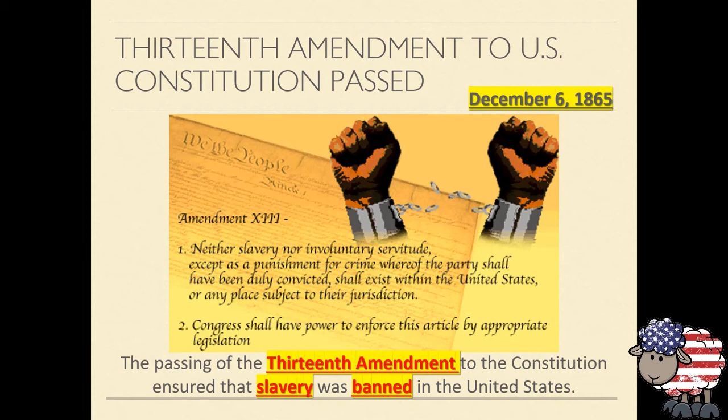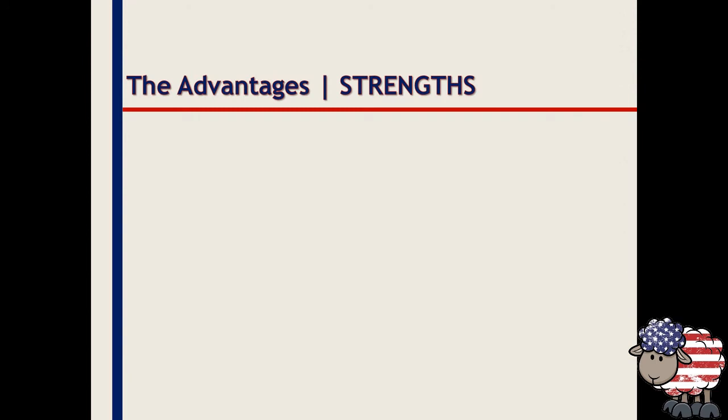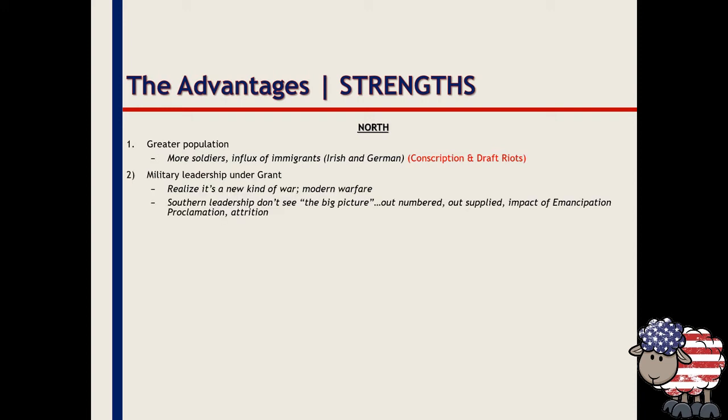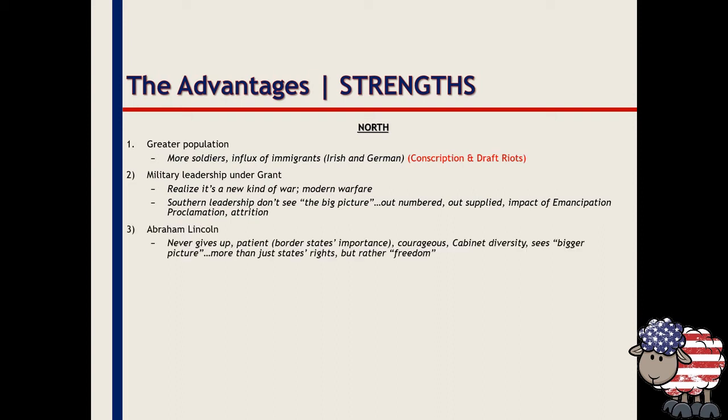Now, just a little recap here of some of the advantages for both the North and the South. So the North had a greater population, a large influx of immigrants, Irish and German. They also implement conscription. Abraham Lincoln implements the draft, and there are draft riots over this. Nonetheless, they had a larger population. Now, the military leadership under Grant, this is a strength because Ulysses S. Grant sees the big picture, and that is an advantage over the South. Now, you're going to see it here in just a second. It's a weakness, the previous leadership before Grant.